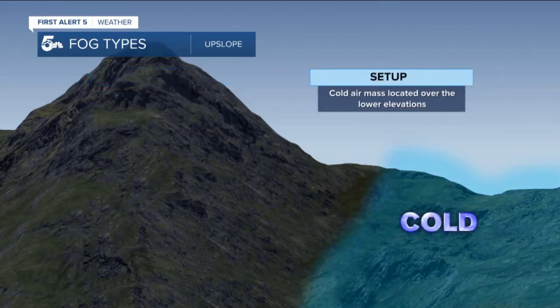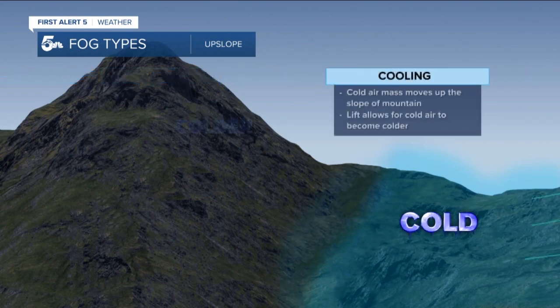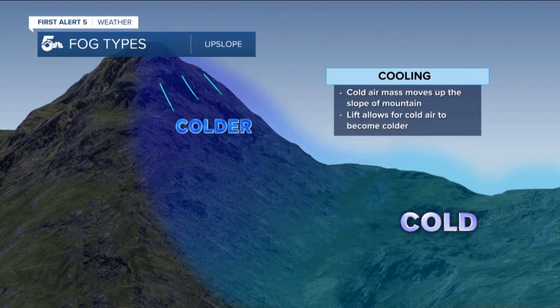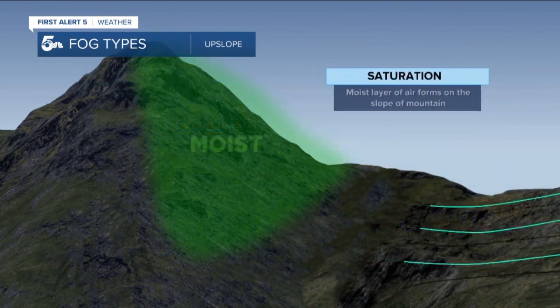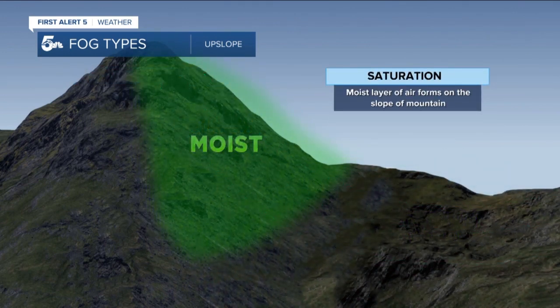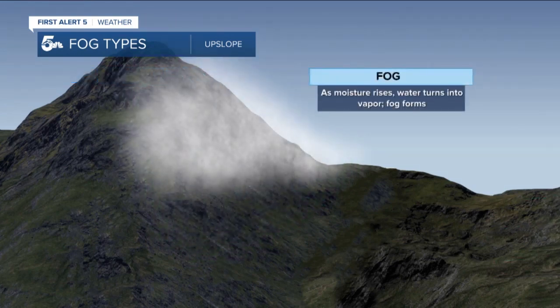And another type of fog is caused by winds moving uphill. As cold air is pushed up the terrain, it becomes cooler. Again, the air temperature will meet the dew point and relative humidity increases to 100%. Then the fog will form.